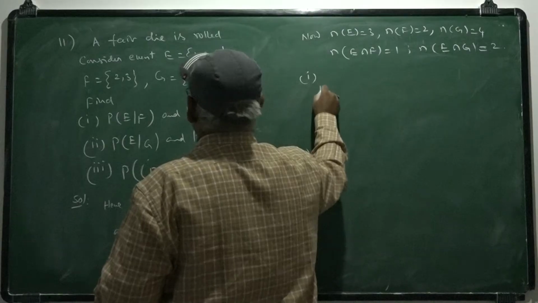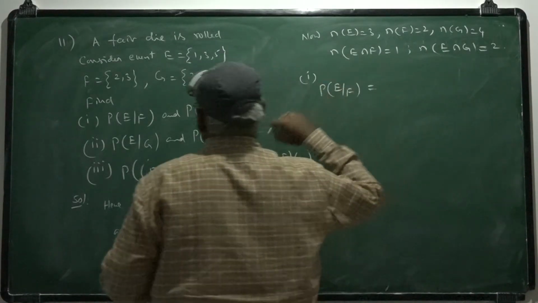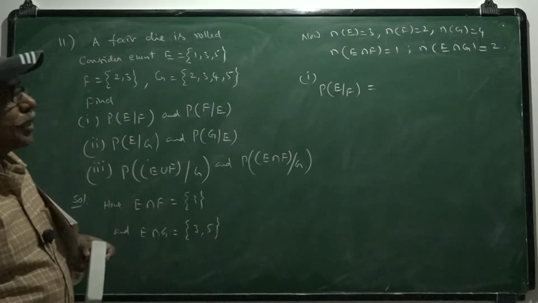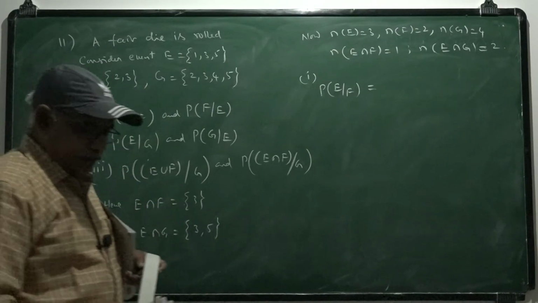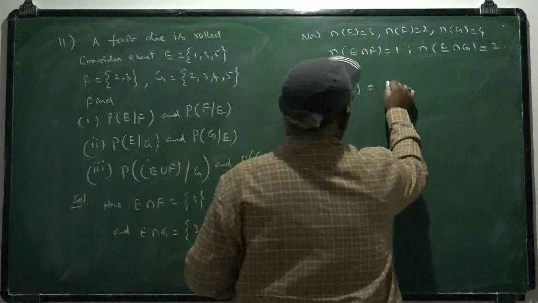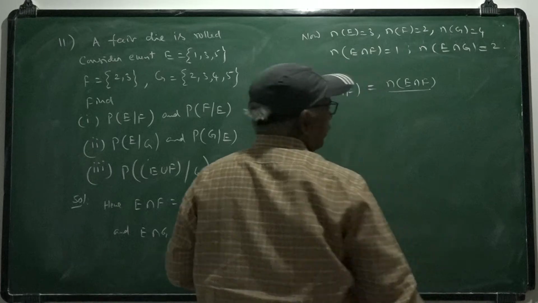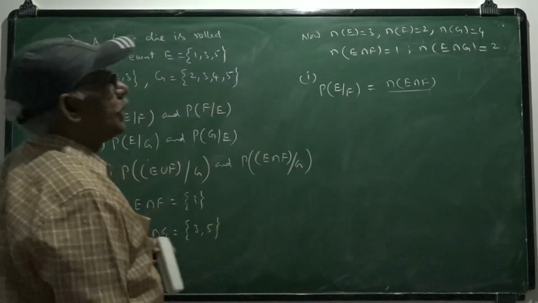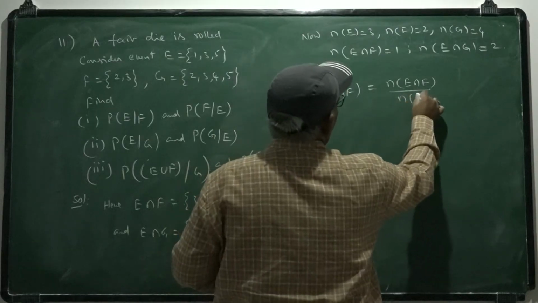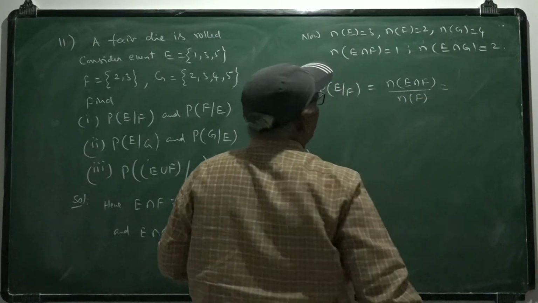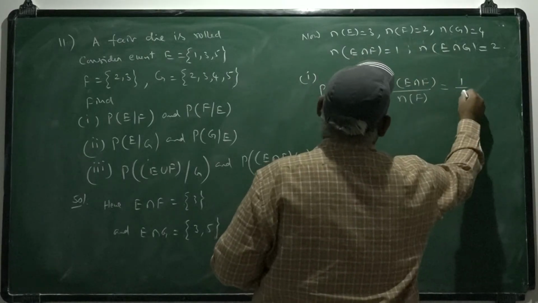Now the first case. The conditional probability of E on the occurrence of F, that is, the number of favorable outcomes to the happening of both events E and F by favorable outcomes to F. n of E intersection F is 1, n of F is 2.